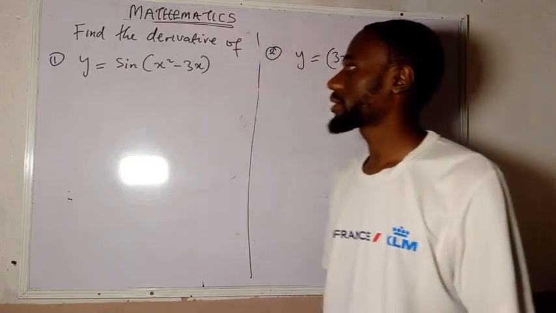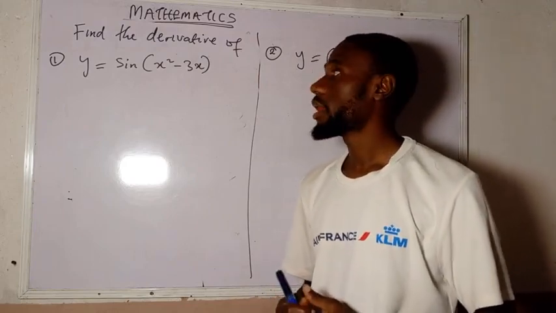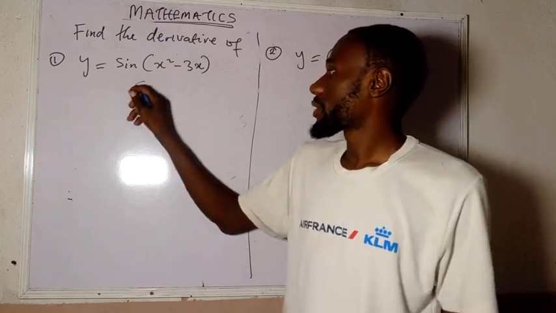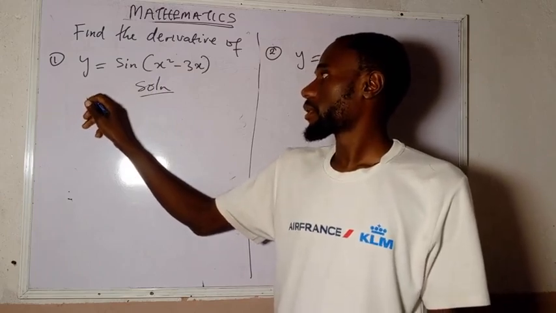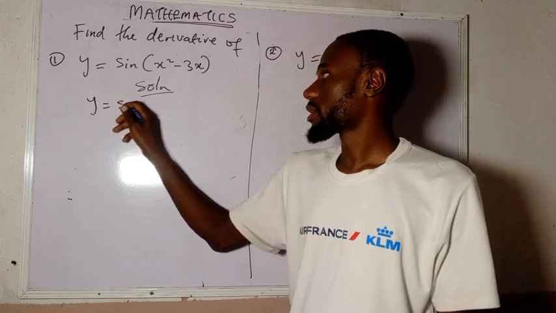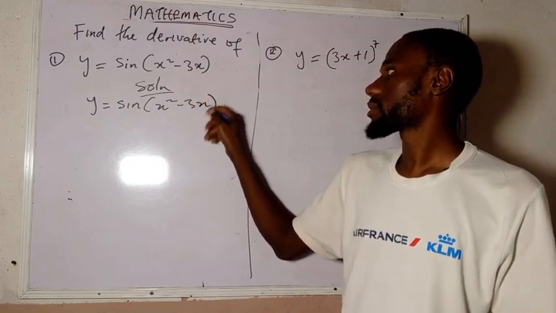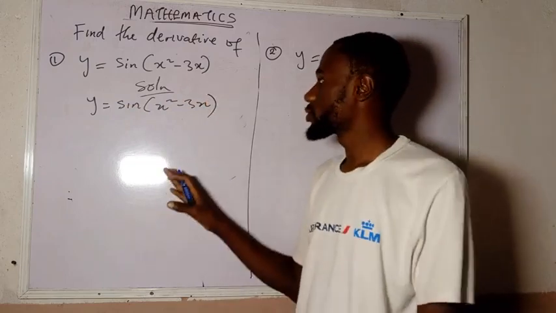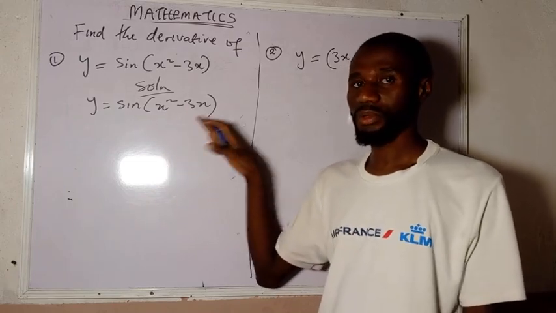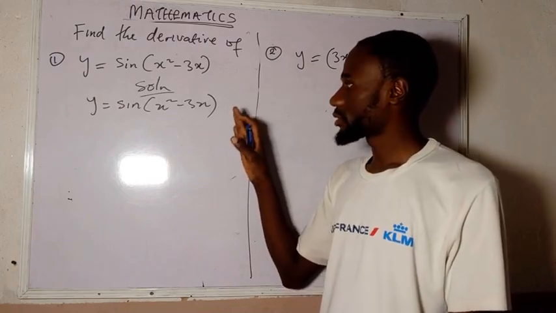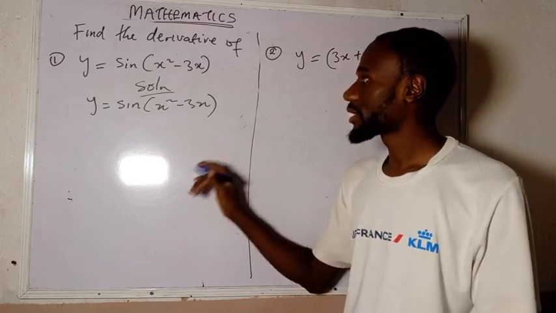In this video we are learning how to find the derivatives of a function using the chain rule theorem. Okay, let's write the solution. We have y is equal to sin(x squared minus 3x). The first thing to do, we keep the function inside the bracket untouched, then we find the derivative. We simplify the function inside the bracket again.